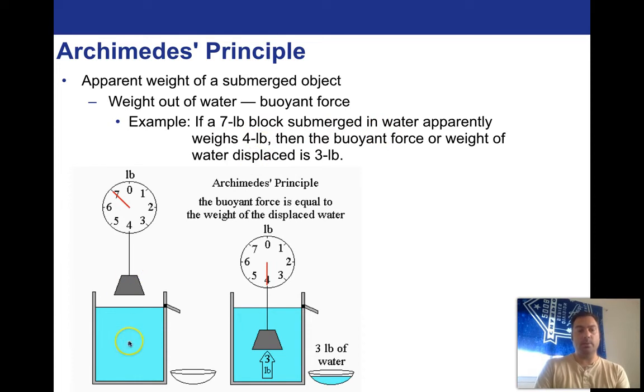So we put it in the water. Before it's 7 pounds, we put it in the water, it's 4 pounds. A bunch of water spills out, of course, when you do that, because there's displacement. Then the buoyant force, or weight of the water displaced, is 3 pounds. So the difference between these two is 3 pounds, and sure enough, if you go and measure the water that spills out, it's 3 pounds. So 3 pounds of force gives you 3 pounds of weight of water.